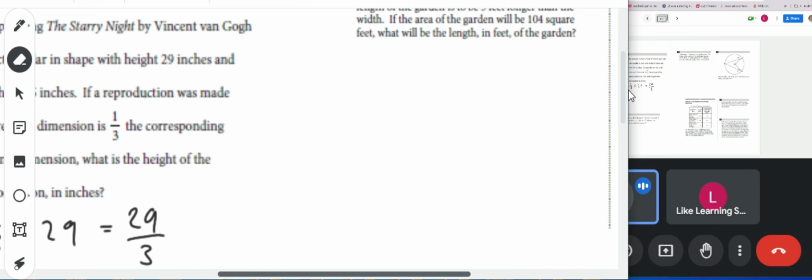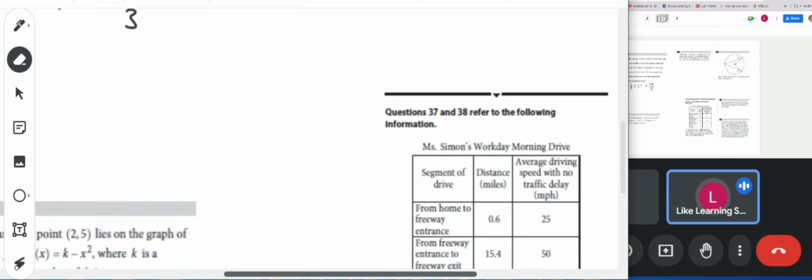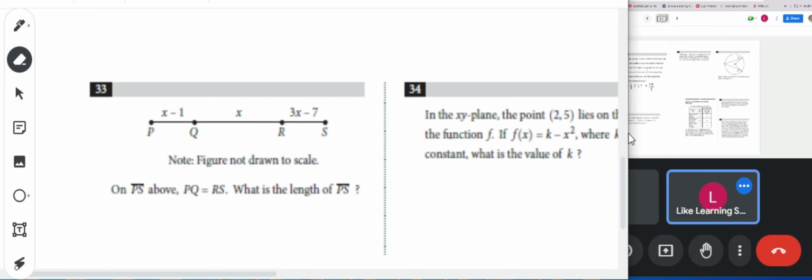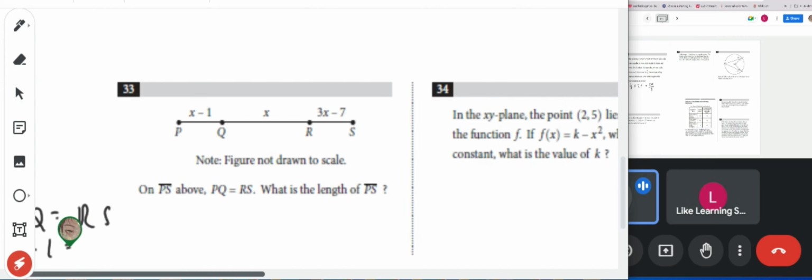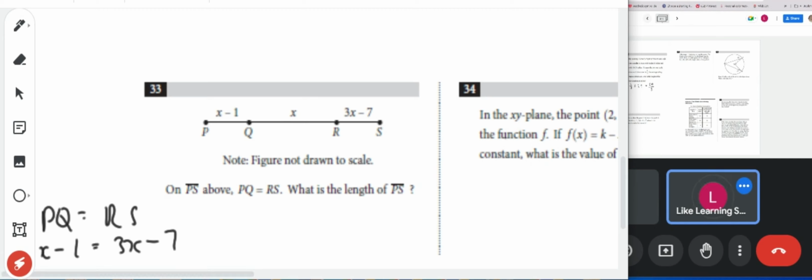On PS above, PQ is equal to RS. What is the length of PS? Question 33. Okay, PQ is equal to RS. So x minus 1 is equal to 3x minus 7.